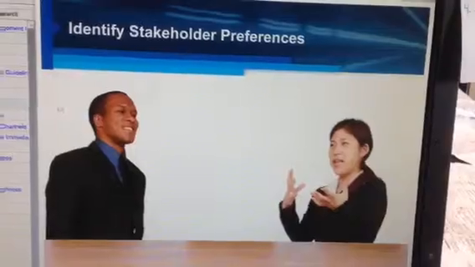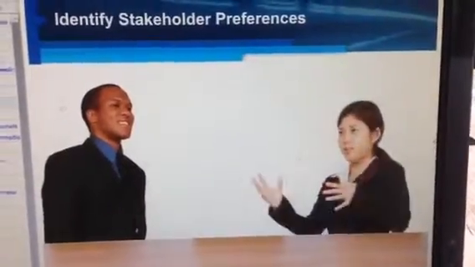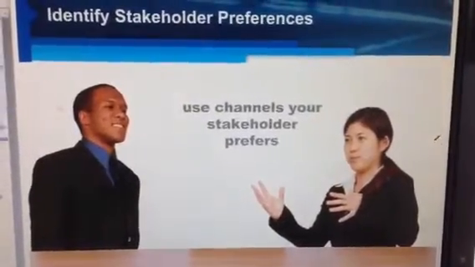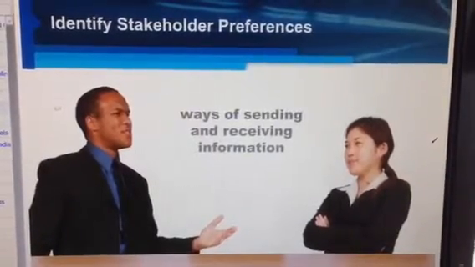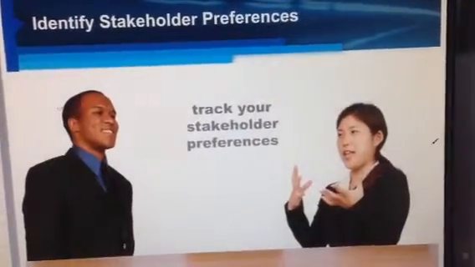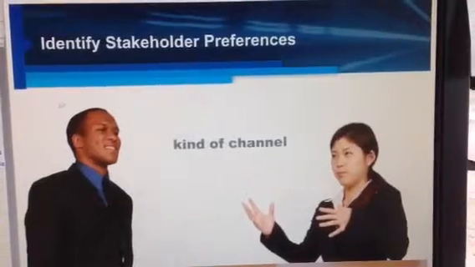The next set of information I consider when developing guidelines is stakeholder preferences. Any activities or communications I plan should use the channels my stakeholder prefers. By channels, you mean ways of sending and receiving information. That's right. You'll need to track your stakeholders' preferences for the kind of information they want and the kind of channel they'd like you to use when communicating.